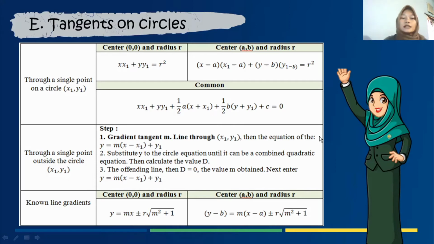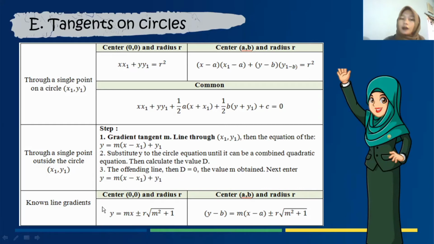Through a single point outside the circle x1, y1, the steps: first, the gradient of the tangent is m, the line through x1, y1, then the equation is y equals m times the bracket of x minus x1 plus y1. Second, substitute y into the circle equation until it becomes a quadratic equation, then calculate the value of d. Third, the tangent line, then d equals 0, then the value of m is obtained. Next, enter it into y equals m times the bracket of x minus x1 plus y1.